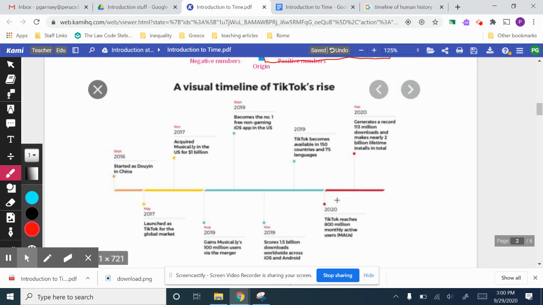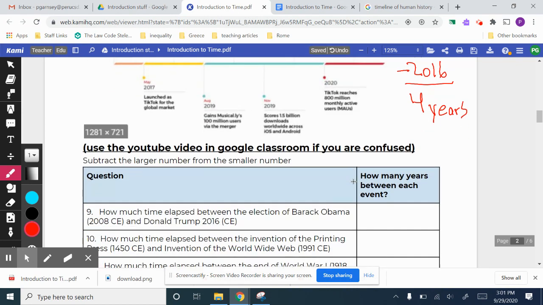By the year 2020, only 4 short years later, TikTok reaches 800 million monthly active users. That is pretty crazy, and that's all over the world, not just the US. So how long would it take from the founding of TikTok to 800 million users? We can see it's 4 years. Basically we took 2020 and subtracted 2016, and it took 4 years from the founding of TikTok to get 800 million active users.